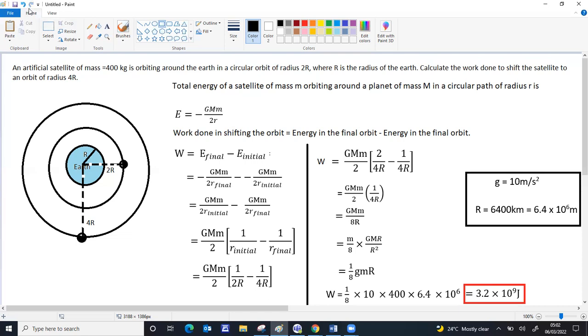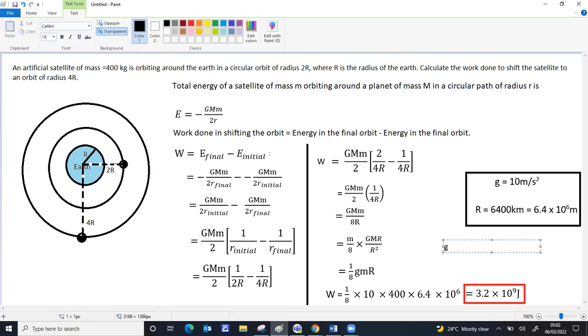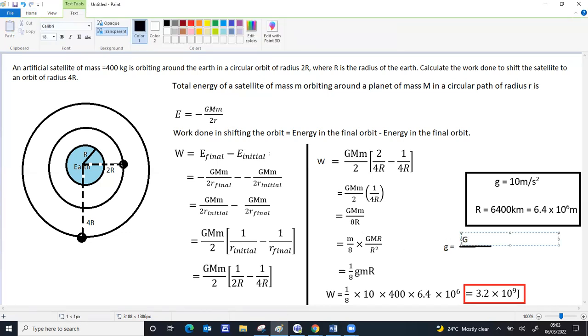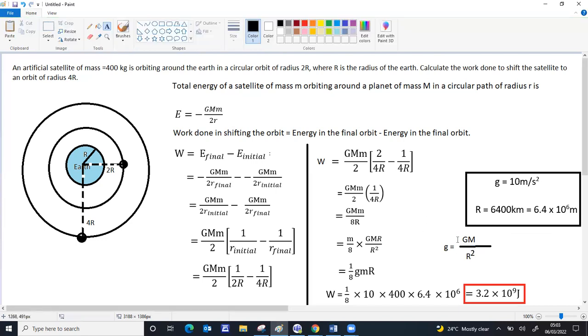The substitution that I did is that GM by R square is small g. So these results you should know. Small g is equal to capital G capital M by capital R square. So this is the substitution employed here. GM by R square is replaced by small g, one R is left, that's out here.